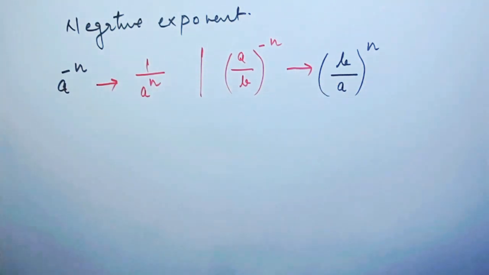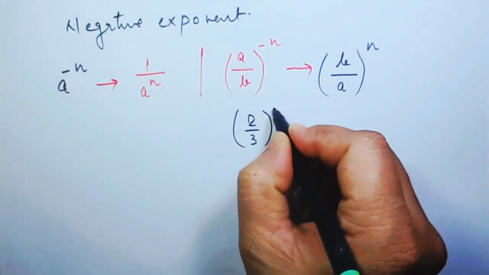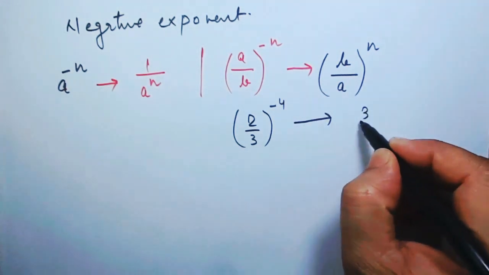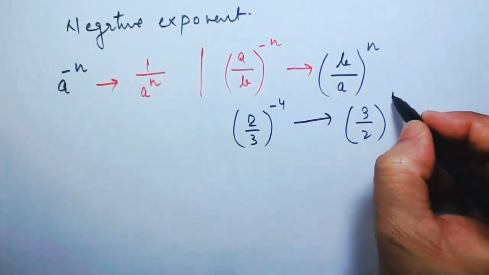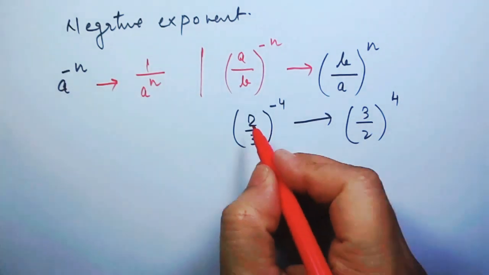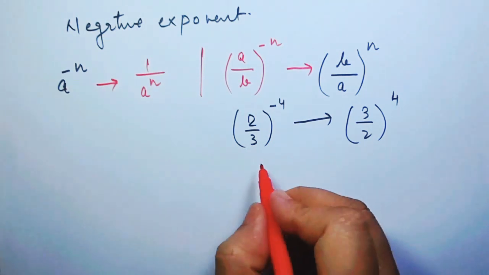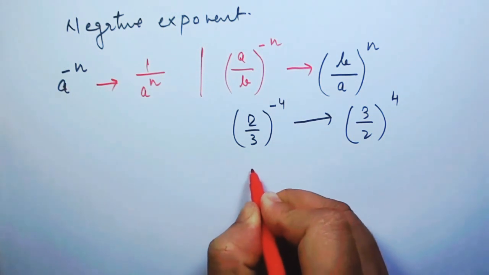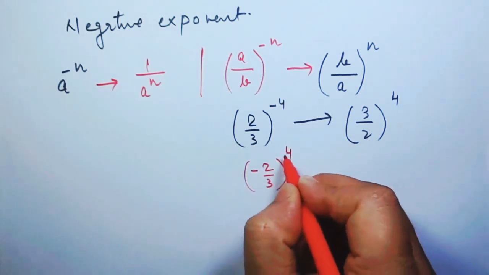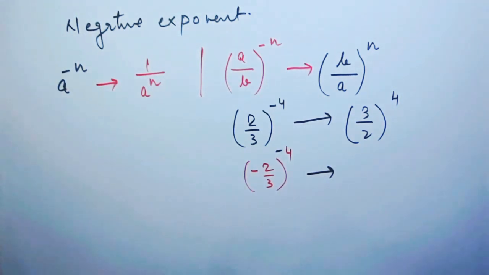Let us take one example. For example, if you have 2 by 3 to the power minus 4, you can quickly convert this to 3 by 2 to the power 4. Now again a problem will arise when, instead of 2 by 3, you are given minus 2 by 3. So let me take minus 2 by 3 to the power minus 4. In that case, how shall we solve this?